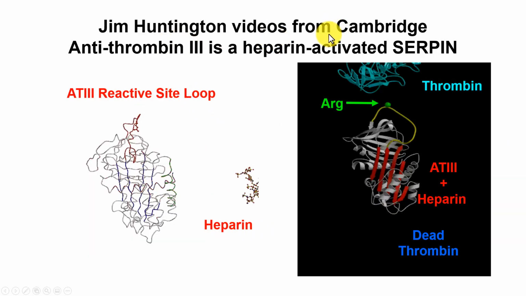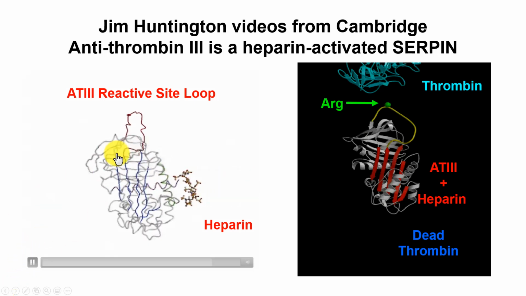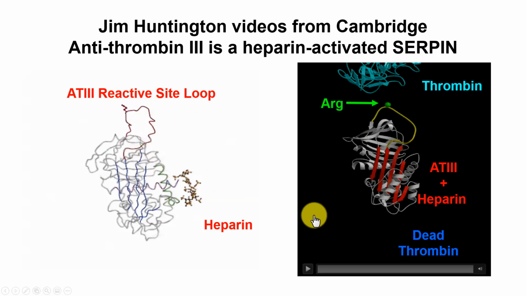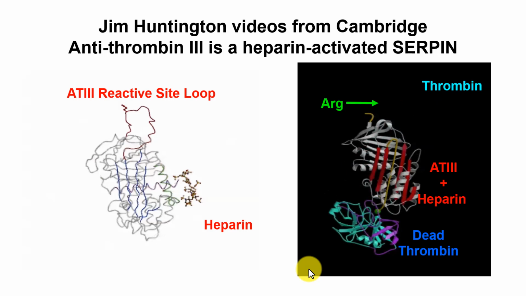Jim Huntington at Cambridge provided this video for me. It shows how antithrombin 3 is a heparin-activated SERPIN. And you can see the heparin binding to the antithrombin 3, and then the reactive site loop comes out, and then it can be cleaved by the protease and get trapped. And you can see how it gets trapped over here, because the thrombin comes down, hits that, cuts that place where the arginine is, and then the thrombin gets caught and twisted around and denatured so that it's no longer functional down at the bottom. It gets dead. And so it makes this complex, and that's it.